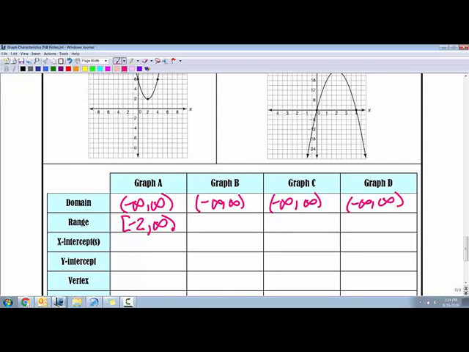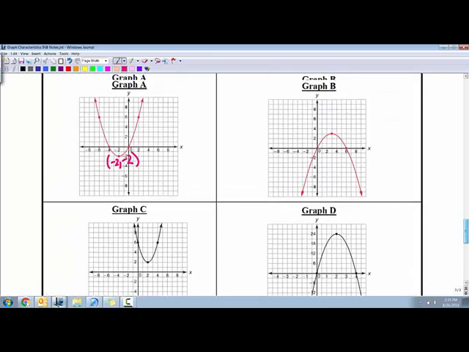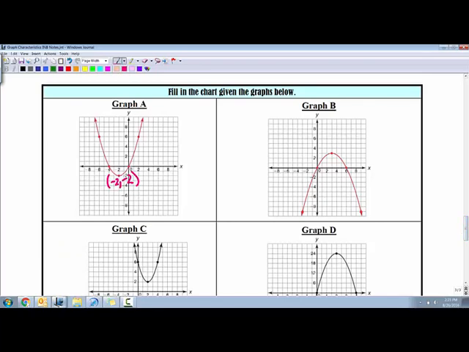If it's concave up, you will always start at a number and go to infinity. If it's concave down, you will always start at negative infinity and go to a number. Okay, so it's kind of reversed. It just depends on whether it opens up or down. Let's talk about our x-intercepts for graph A. Can someone name one x-intercept for me?